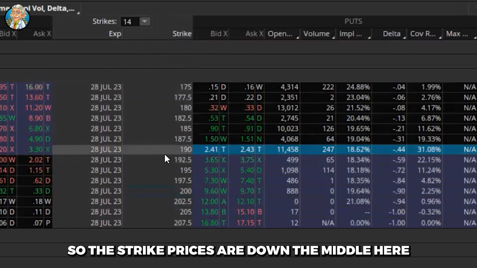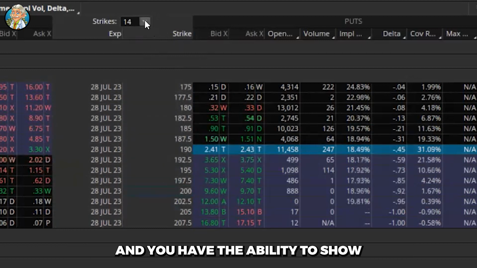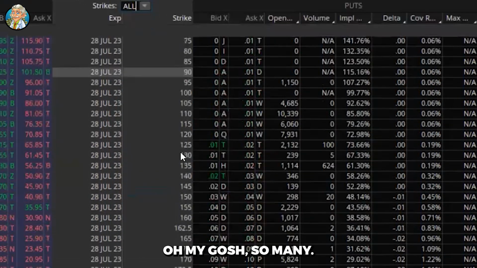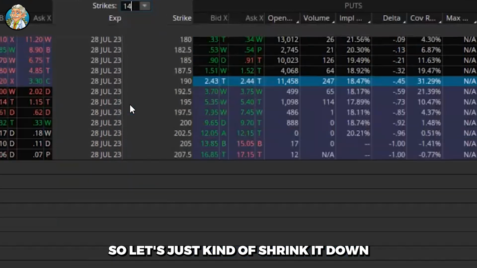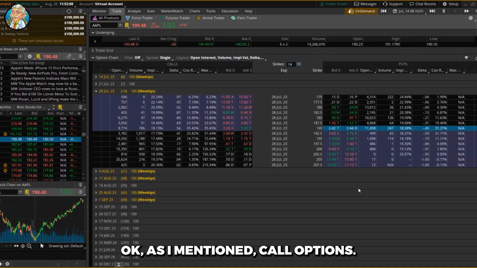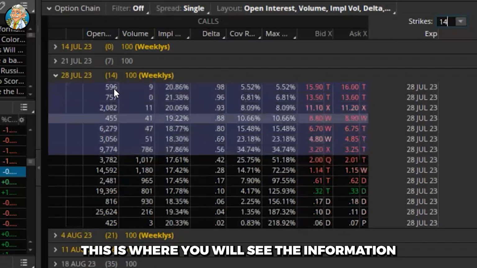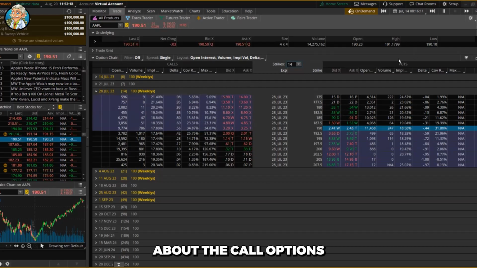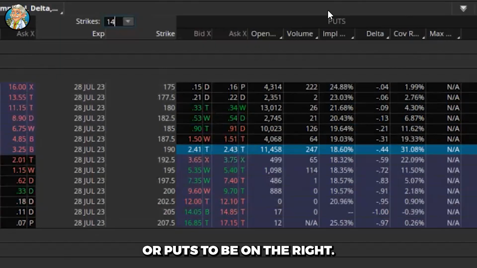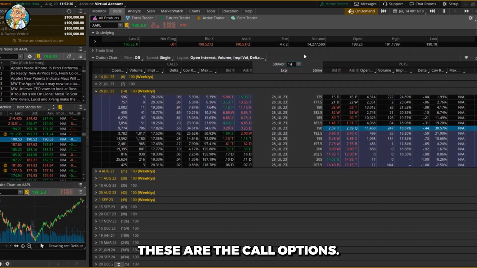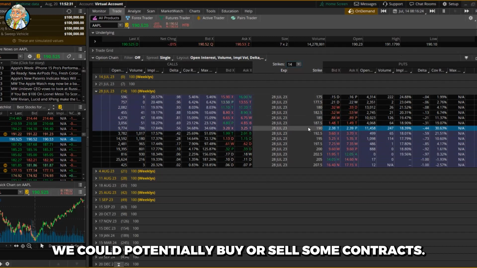So the strike prices are down the middle here, and you have the ability to show a lot of different strike prices. Like if I change it to all, I'm going to get, oh my gosh, so many. So that's a lot. Let's just shrink it down so we can see it all on one screen. Okay, as I mentioned, call options are on the left side of your screen. Again, that's a pretty standard format. This is where you will see the information about the call options, and pretty standard format is for puts to be on the right. So if you look over here, these are the put options. These are the call options. These are the different strike prices that we are looking at that we could potentially buy or sell some contracts.